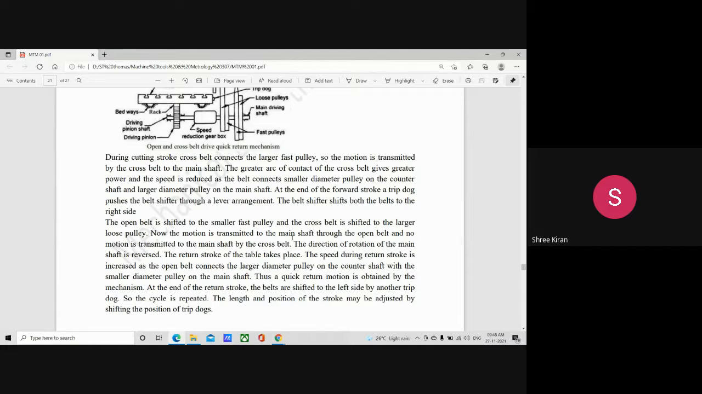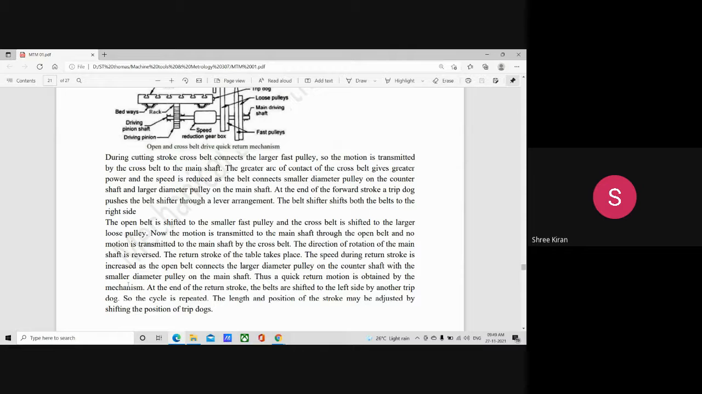Now the motion is transmitted to the main shaft through the open belt, and no motion is transmitted to the main shaft through the cross belt. There is a changeover, and the direction of rotation of the main shaft is reversed. So the return stroke of the table takes place. The speed during the return stroke is increased as the open belt connects the mechanism. Thus, a quick return motion is obtained by the mechanism.